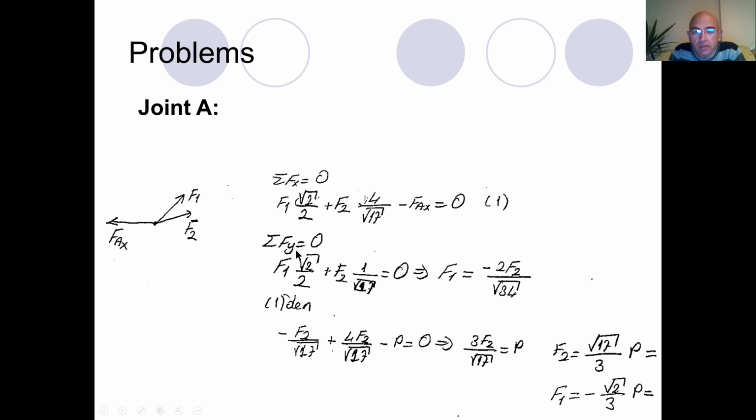This is our first equation. Now, let's write the equilibrium equation in y direction. So F1 square root of 2 divided by 2 plus F2 sine phi, that is 1 over square root of 17, has to be equal to 0. I don't have any other force in y direction. From here, I can easily say that F1 is equal to minus 2 divided by square root of 34 times F2. That's okay.